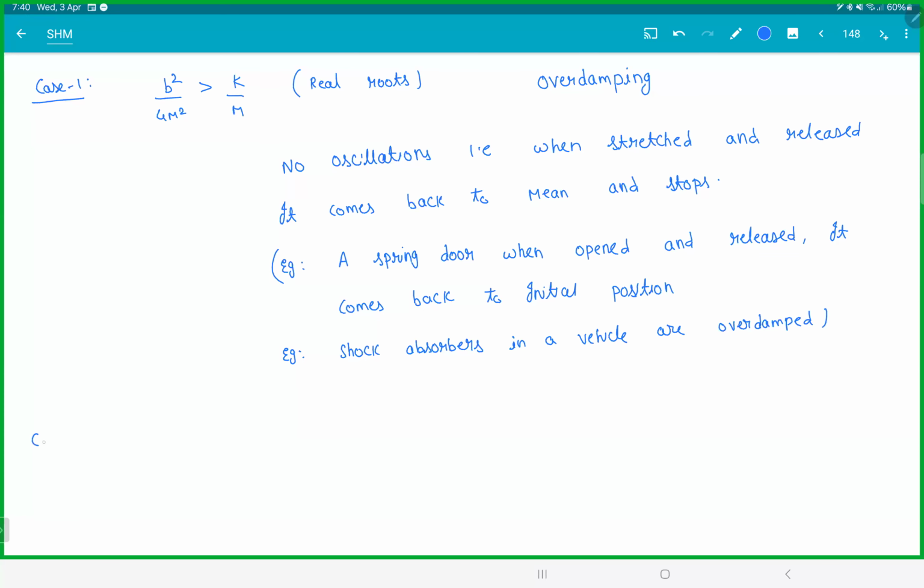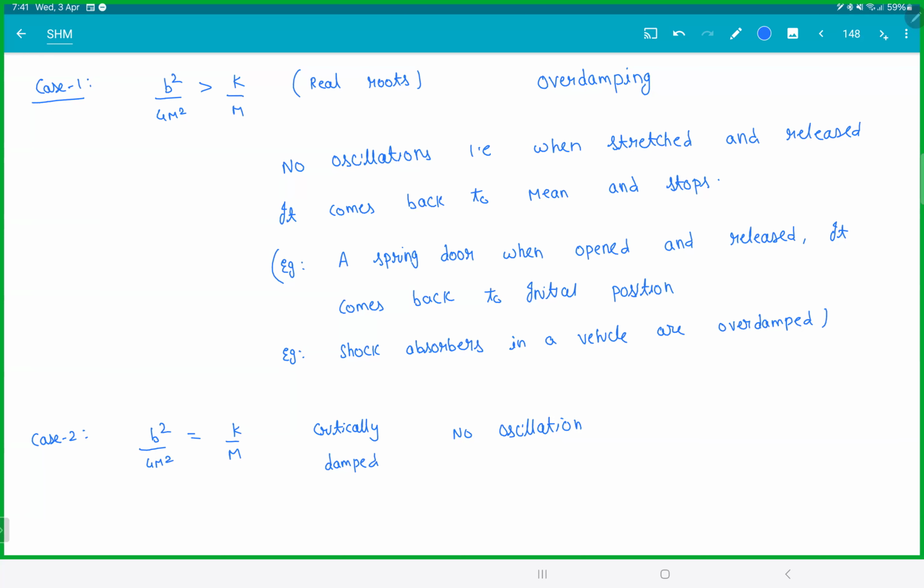If you take case 2, that is b square by 4m square is equal to k by m, the roots are real. This is called critically damped. There is no difference. Here also there is no oscillation. So tomorrow if you're teaching a robot how to do a surgery, you have to make sure all the systems are overdamped. Because if you take a knife and it moves like this, it should stop after that. You don't want the knife to vibrate. So overdamped systems, even though they lose energy, have their own advantages.